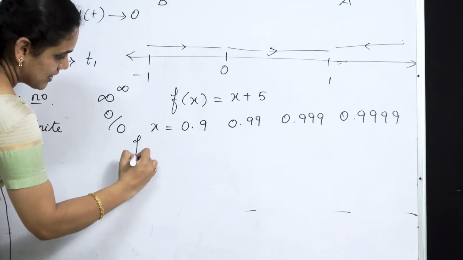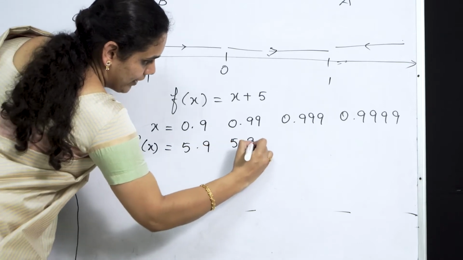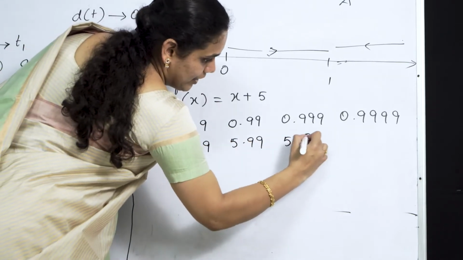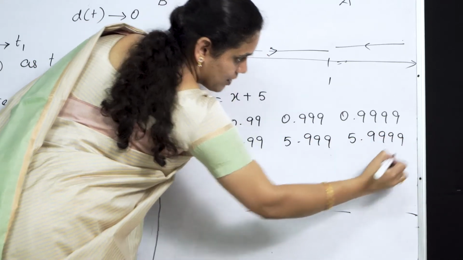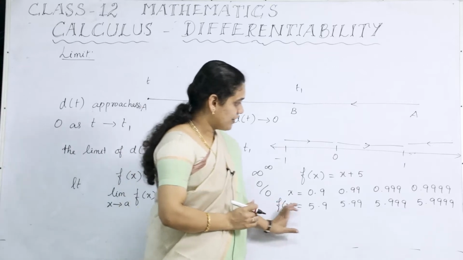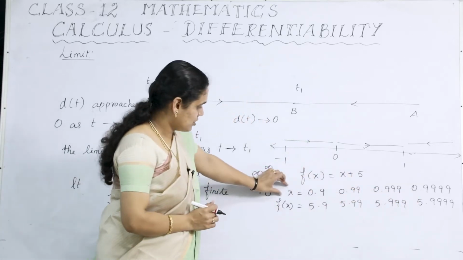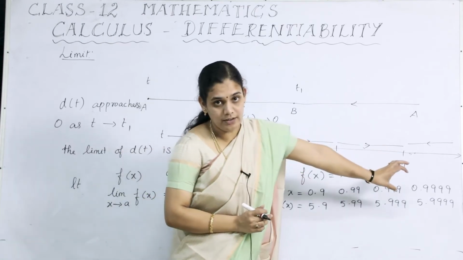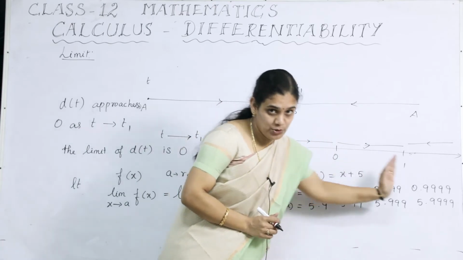What will happen to this f of x? So it will become 5.9, 5.99, 5.999, and 5.9999. So we can guess this f of x is approaching 6. Yes or no? So we don't say that x is taking the value 1. It is not achieving the value 1. It is just approaching 1.